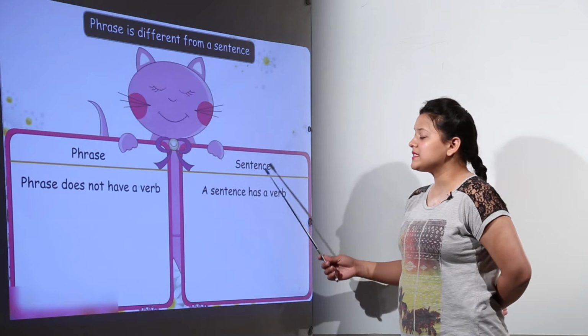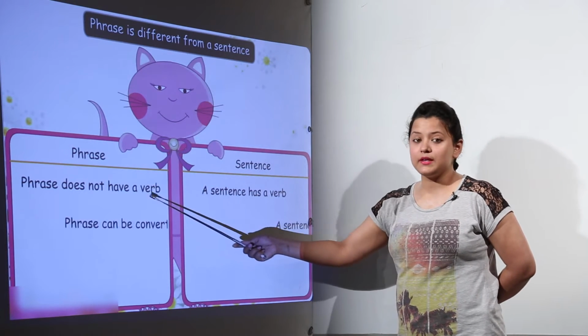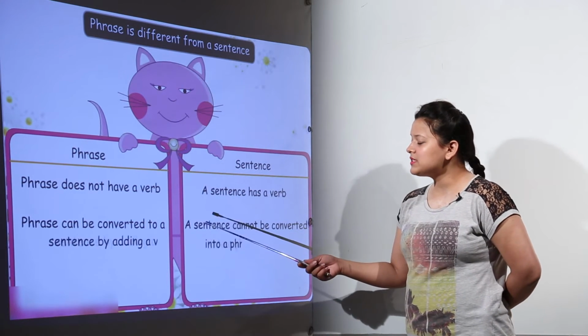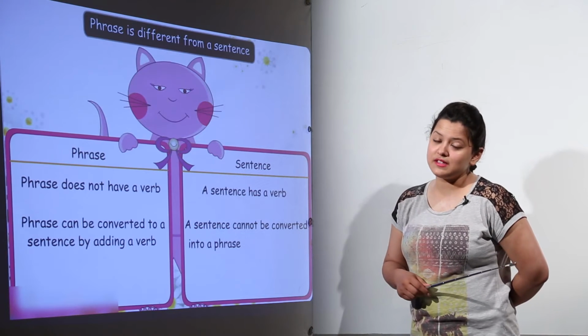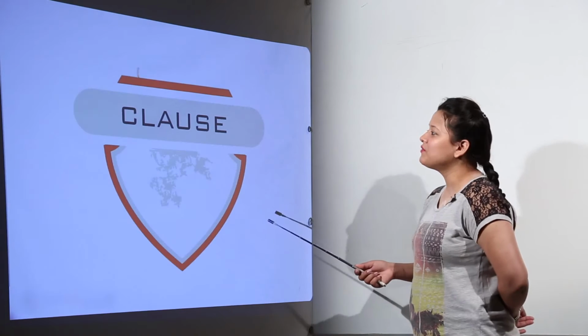Phrases are different from the sentences. Reason being, the phrases are not having any kind of verb, whereas the sentences always have a verb. The phrases can be converted into a sentence by adding verb, but a sentence cannot be converted into a phrase.